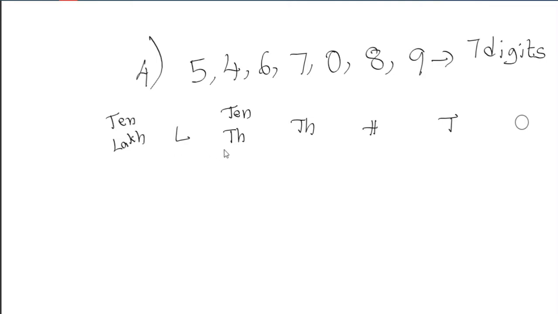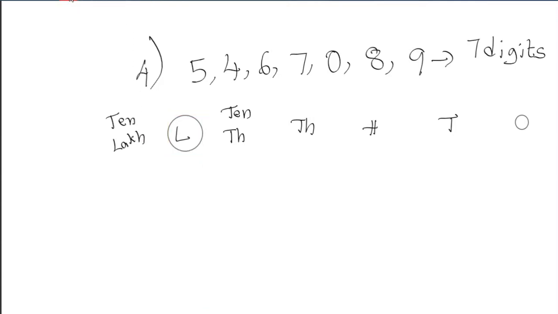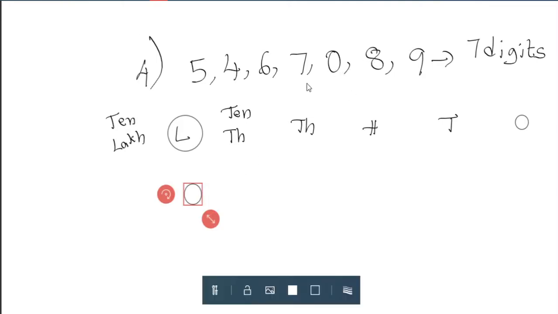Okay children, here this is the second highest place. If you find any zero, you have to place zero in the second highest place. Zero in the second highest place.